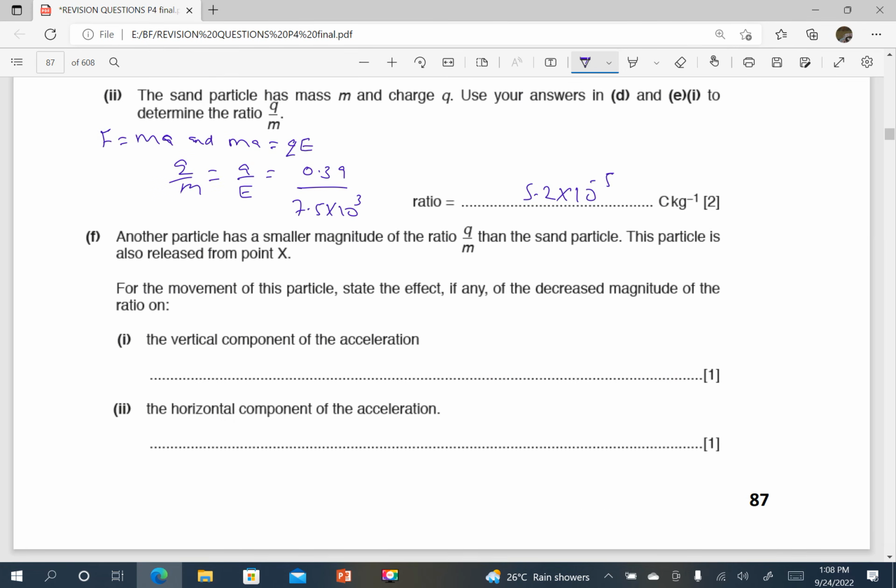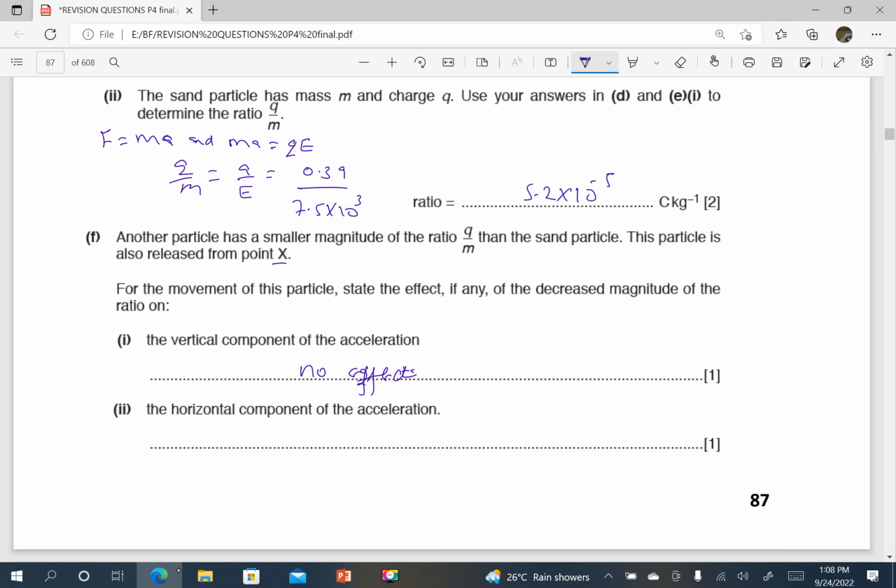Lastly, another particle has a smaller magnitude of the ratio q over m than the sand particle. The particle is also released from point X, the same point as before. For the movement of this particle, state the effect, if any, of the decreased magnitude of the ratio on the vertical component of the acceleration. Of course, the vertical component of the acceleration is actually the acceleration due to gravity. Therefore, there is no effect. The acceleration due to gravity does not depend on the charge to mass ratio. So there is no effect.